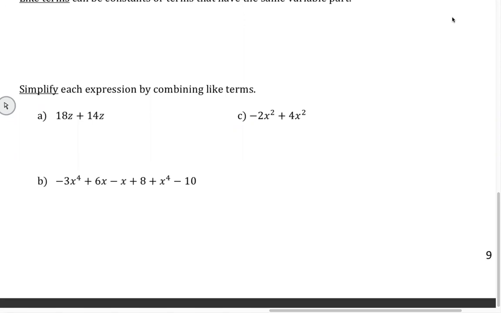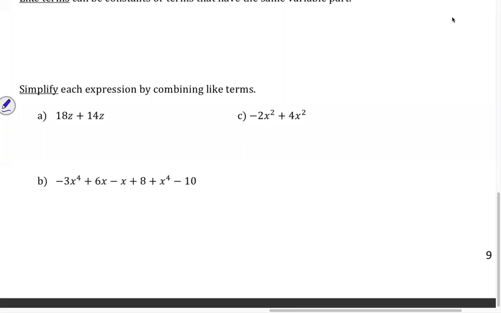All right, let's get to getting. It may have been a minute, may have been less than a minute, but I can't wait. So, Franklin, I know you're in here because I let you in. Franklin, what is A? 18z plus 14z. Franklin. Franklin, don't make me call home. Let's go, Franklin.